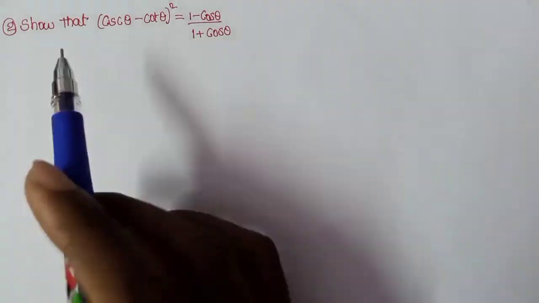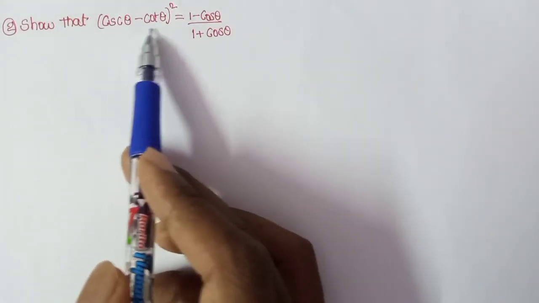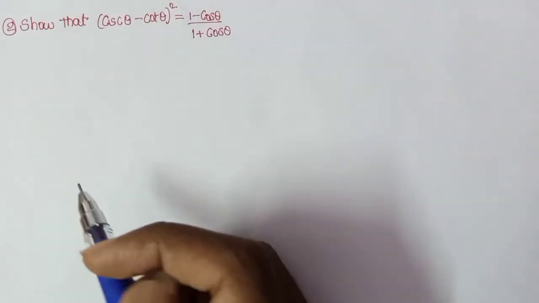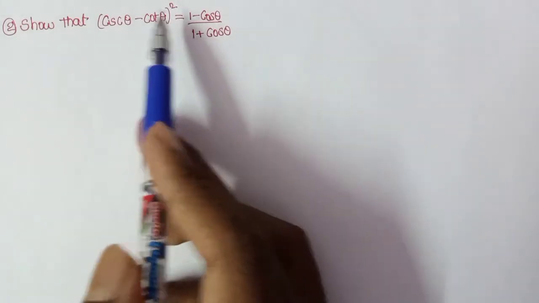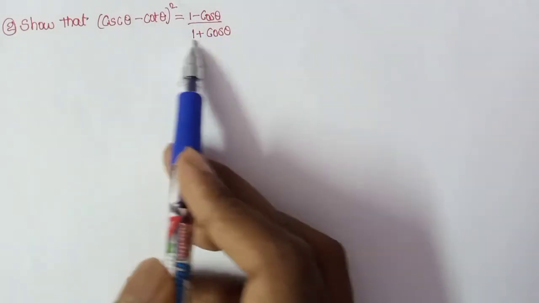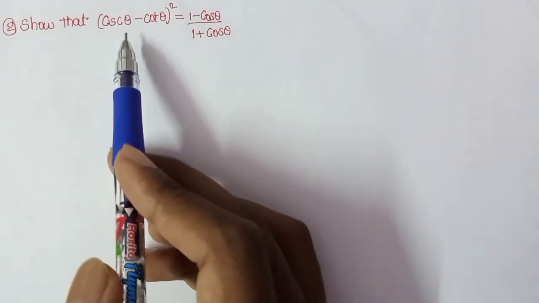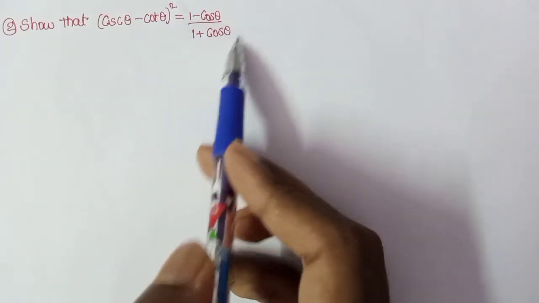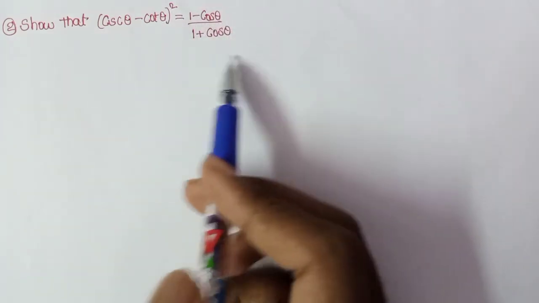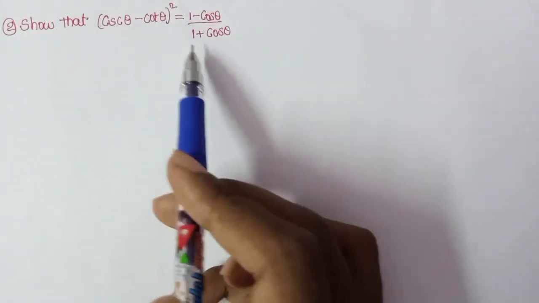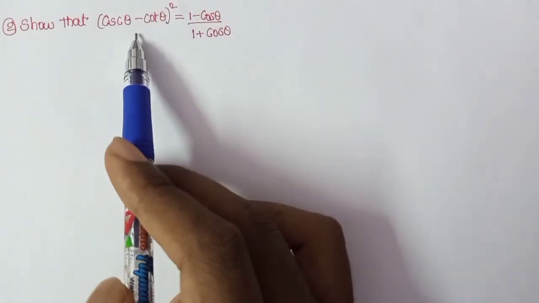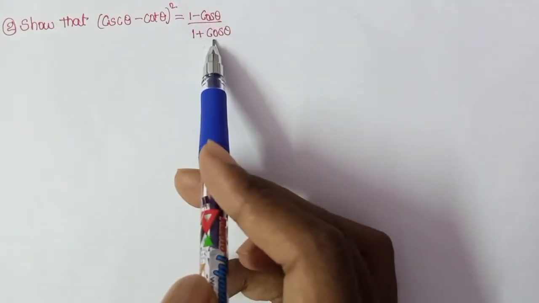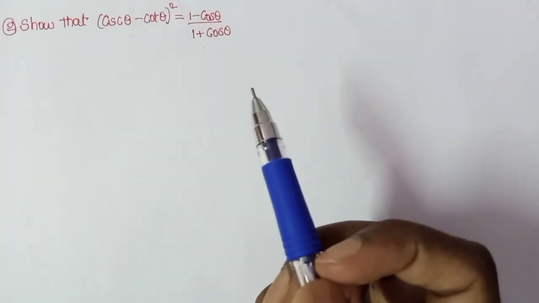The next question is: show that (cosec theta minus cot theta) whole square is equal to (1 minus cos theta) by (1 plus cos theta). This is the question. If they ask this kind of question, that is, something is equal to something, you can use two kinds of methods. One is you can take LHS and RHS and show that these two are equal. And one more is you take either LHS or RHS: if you take LHS, you derive and go to RHS, and if you take RHS, you derive and go to LHS. This is the second kind of method.